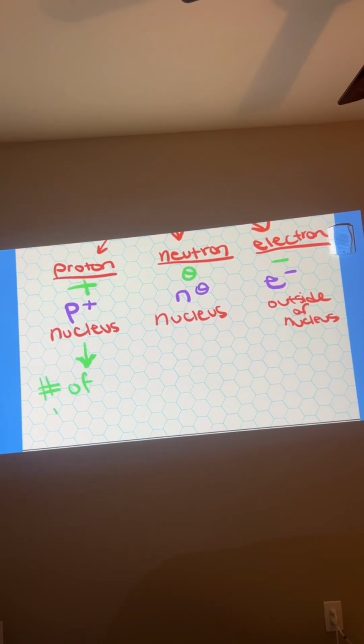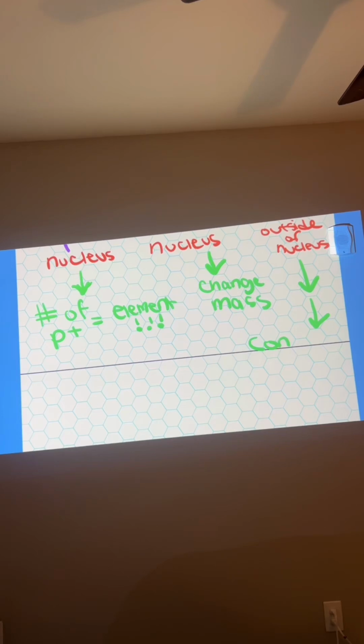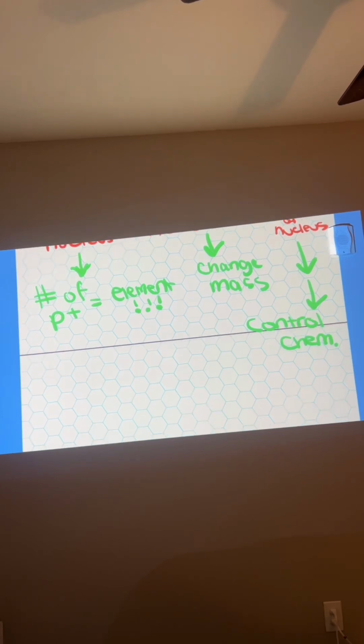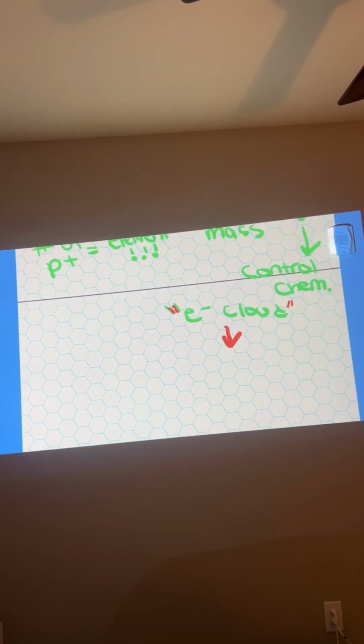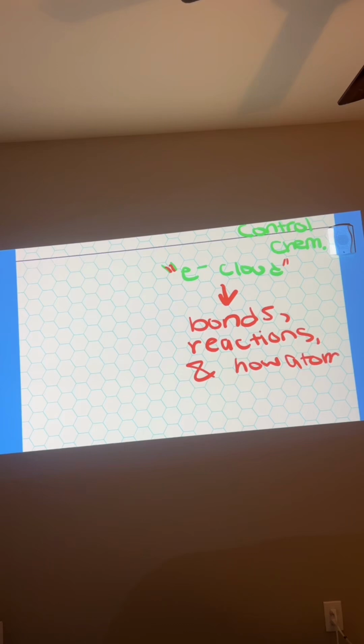These atomic particles are extremely important because the protons are going to basically determine what the element is. The neutrons are going to determine mass, which can change when the neutrons change. Neutrons are the most important in my opinion because they are going to control chemistry as a whole. Electrons are going to give an electron cloud, which is going to control the bonds, reactions, and how all of these atoms interact, which we will go in depth into when we start going over electron configurations and all of that. The example we're going to use is carbon.